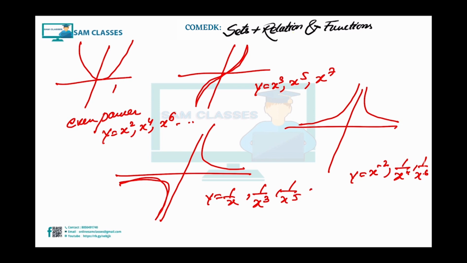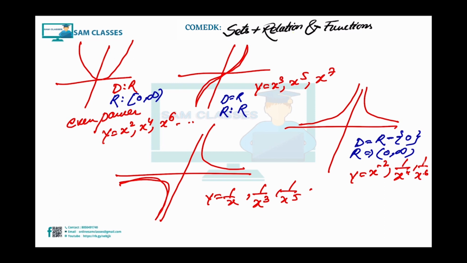Now what about the range and domain? So you can see the domain is what? All real numbers. And the range is what? All positive values, so 0 to infinity. Here, the domain is R and the range is also R. Here, the domain is all real numbers except 0, because we can't take 0, and the range is from 0 to infinity, not taking 0, it is not touching 0. Here also, the domain is all real numbers except 0, and the range is the same, all real numbers except 0.